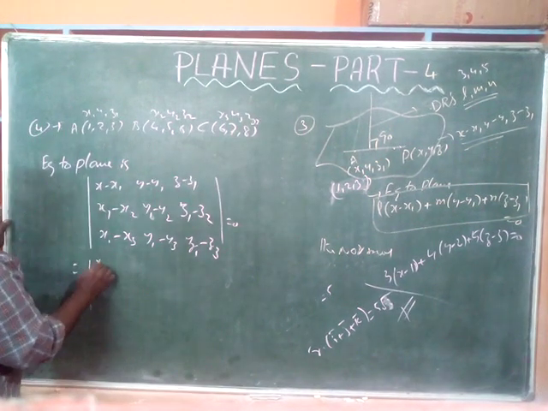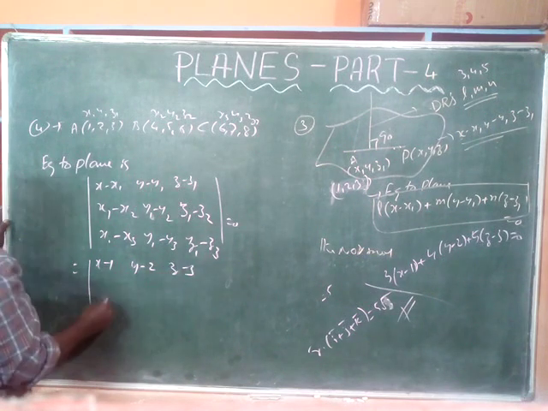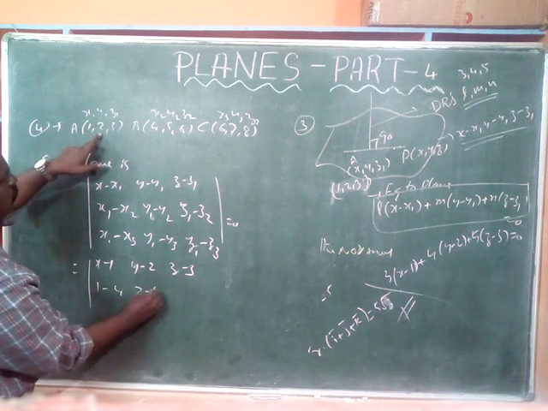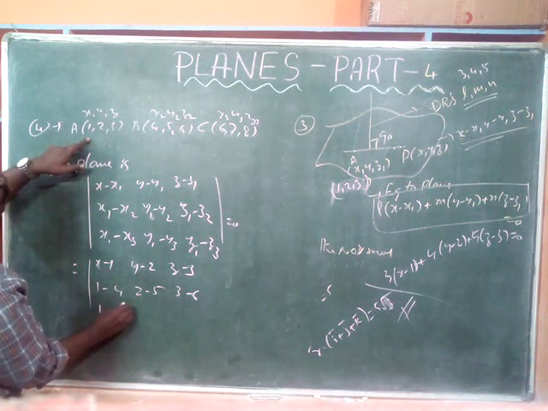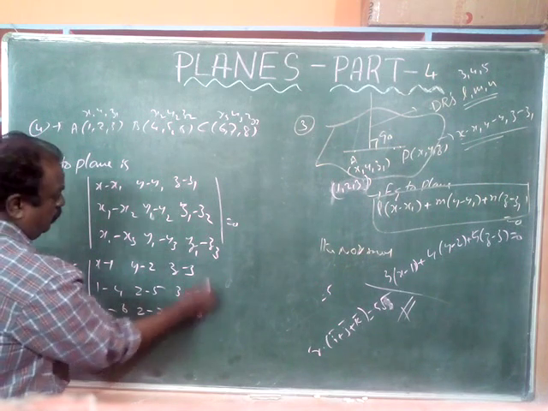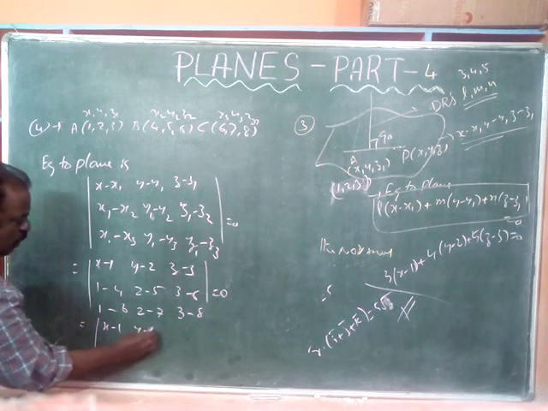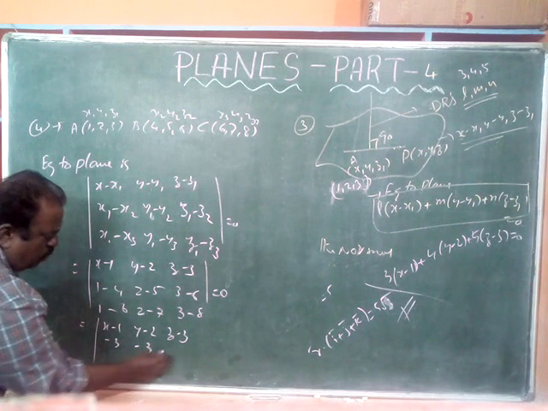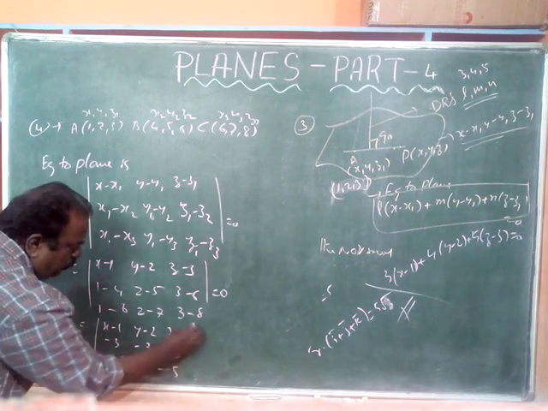Now you tell me. It is x minus 1, y minus 2, z minus 3; 1 minus 4, 2 minus 5, 3 minus 6; and again 1 minus 6, 2 minus 7, 3 minus 8, equal to 0. This is nothing but x minus 1, y minus 2, z minus 3; minus 3, minus 3, minus 3; and minus 5, minus 5, minus 5.